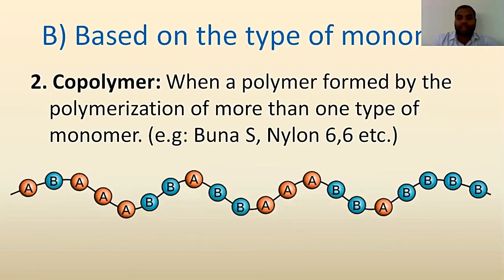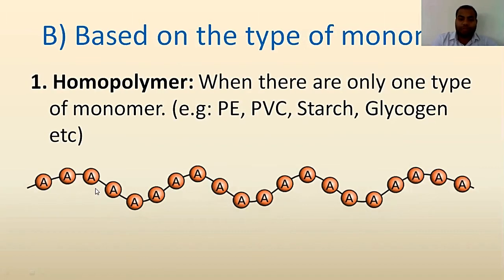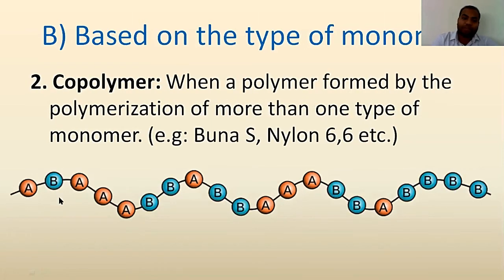So next we have the copolymer. The copolymers are nothing but polymers which have more than one type of monomer. So here in the chain you can see that A is there. In homopolymer there is only A, but in copolymer A combines with B. Okay, A B A B. That can be more than one, more than two. So if there is polymerization of this kind of molecules, then they can be considered as copolymer. Buna S is a molecule that contains the styrene molecule as well as the butadiene molecule.